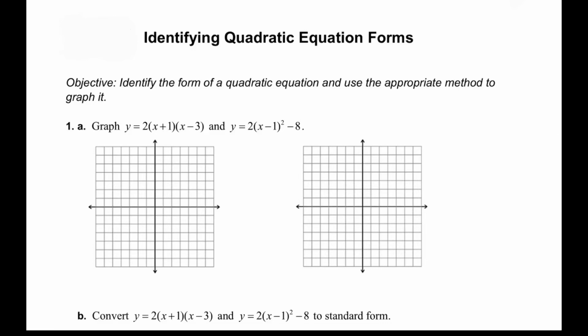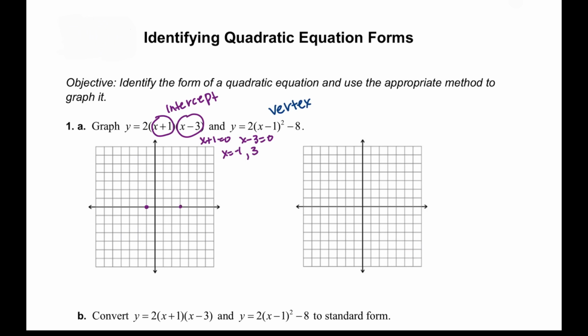We're looking at identifying quadratic equation forms. We have two different graphs here. One is in intercept form and one is in vertex form. We set each of these pieces equal to 0. So we have x plus 1 equals 0 and x minus 3 equals 0. So we have intercepts at x equals -1 and x equals 3.